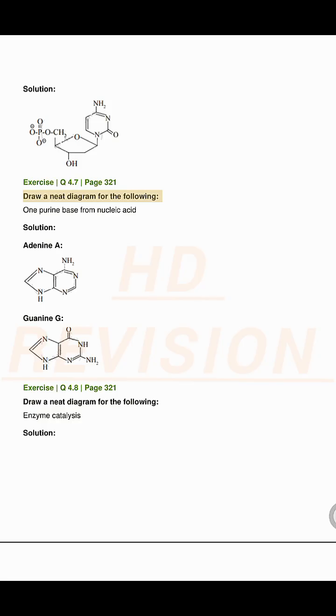Exercise Q4.7, page 321. Draw a neat diagram for the following: 1 purine base from nucleic acid. Solution: Adenine A, Guanine G. Exercise Q4.8, page 321. Draw a neat diagram for the following: Enzyme catalysis. Solution.